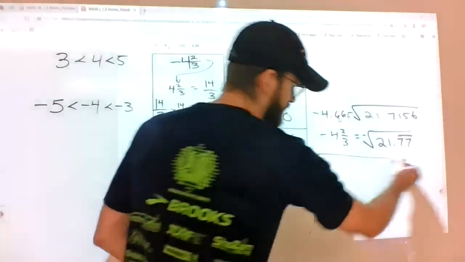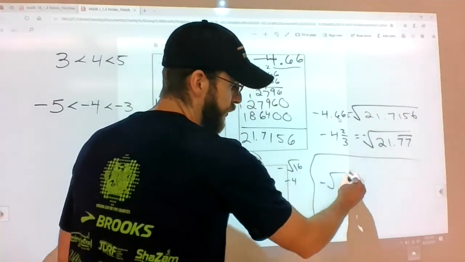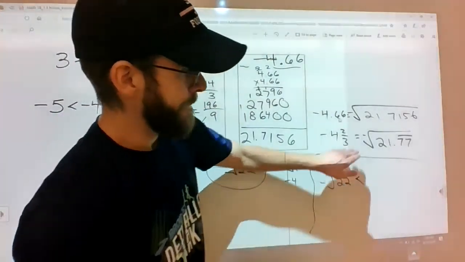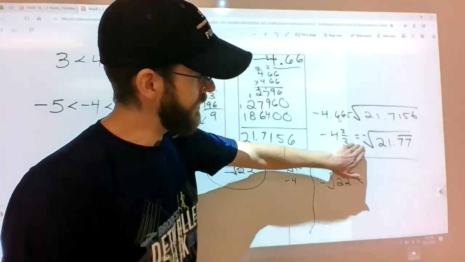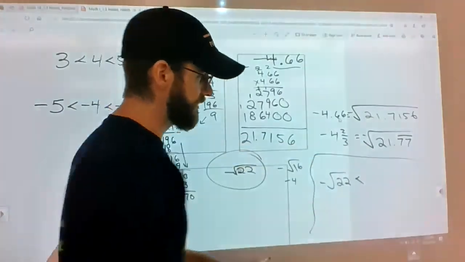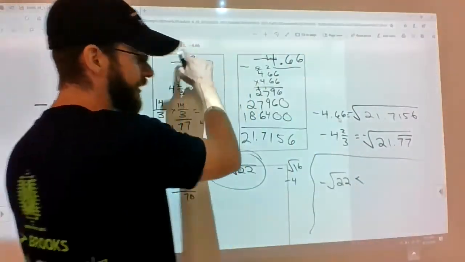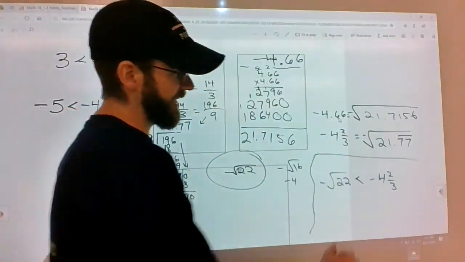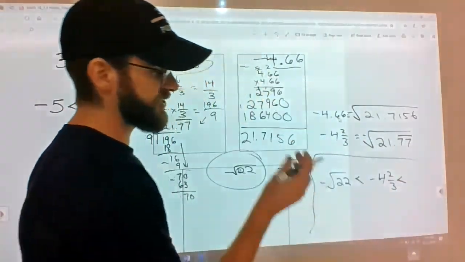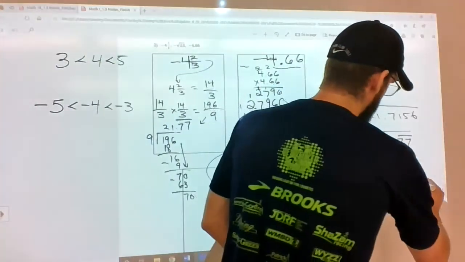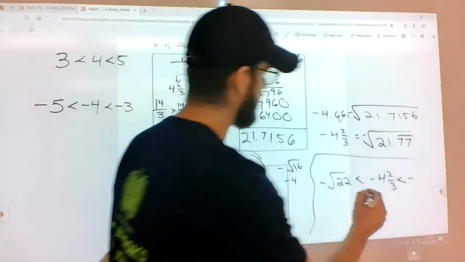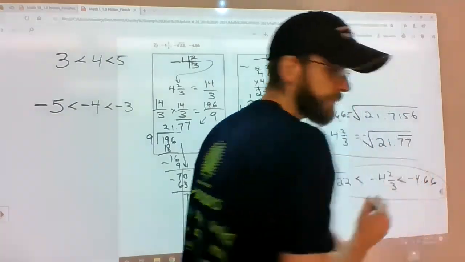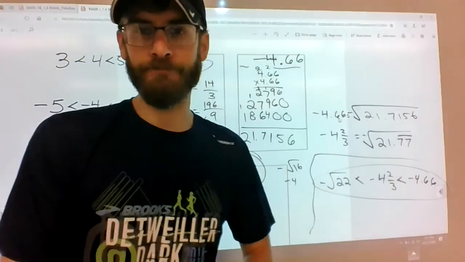So my number comparison sequence should be negative root 22 is the smallest number, so it's less than this one, which is going to be the middle one. And I'm using the original value, negative 4 2/3, okay? And it's less than the digit that has the most value, which is negative 4.66. Okay. Good luck.